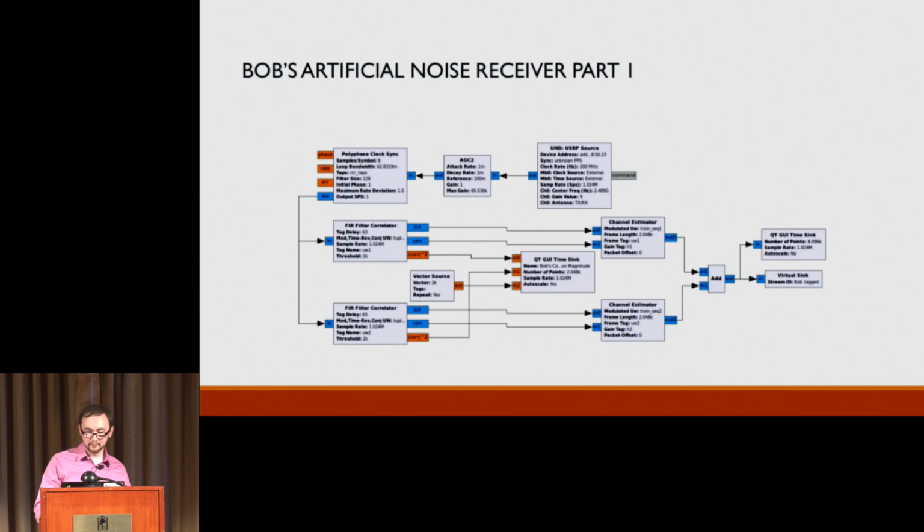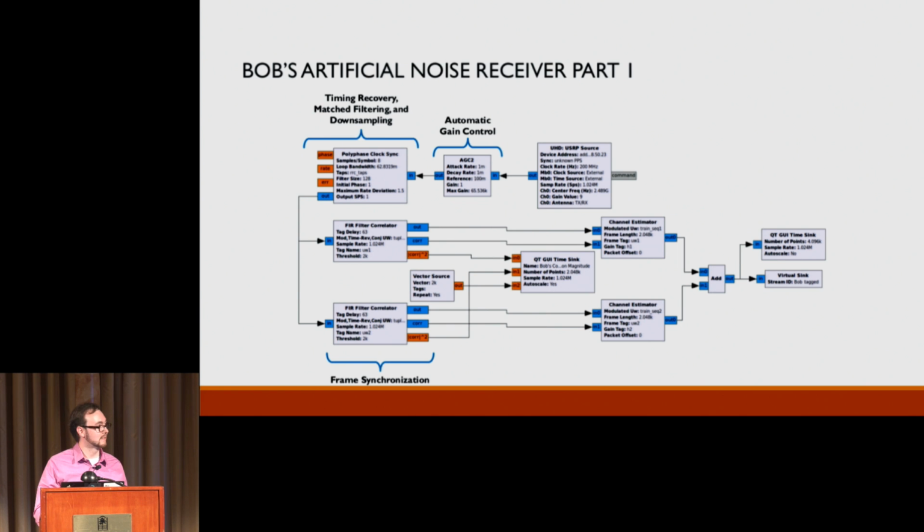Then at the receiver, I do some automatic gain control, time recovery, and match filtering. You guys make this way too easy. Then I do frame synchronization using the unique word to figure out where I am. At that point, I can do a channel estimation, and then I put that in a stream tag and pass it to my blocks downstream, to either pass back to Alice or do other stuff with.